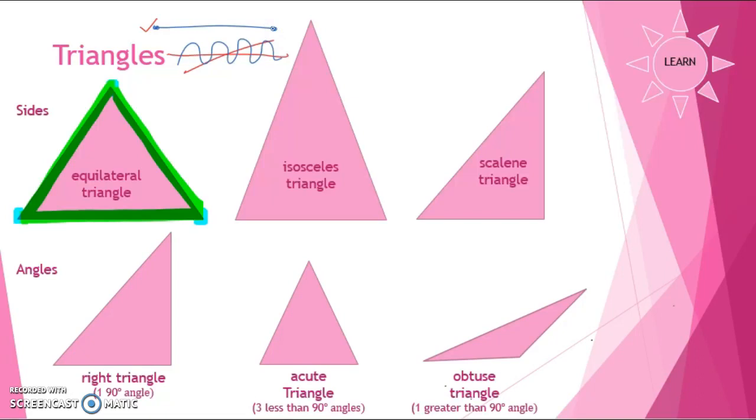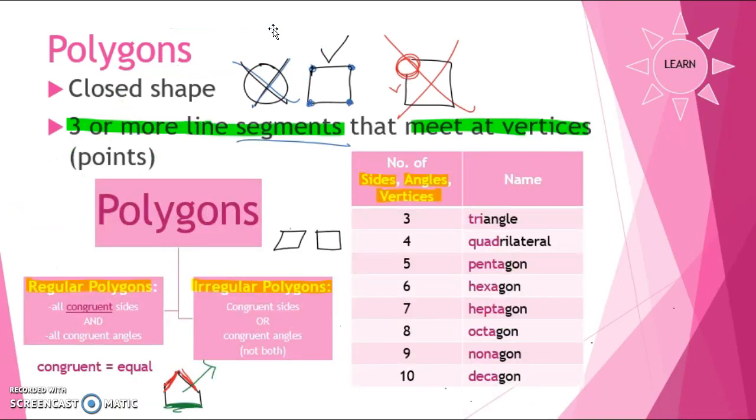So here we have triangles. Triangles are considered triangles because they have 3 sides. And feel free at any time to pause the video and take notes, because you are going to need this information when it's time for you to start answering questions. And it'd be great to refer back to it when you need to.